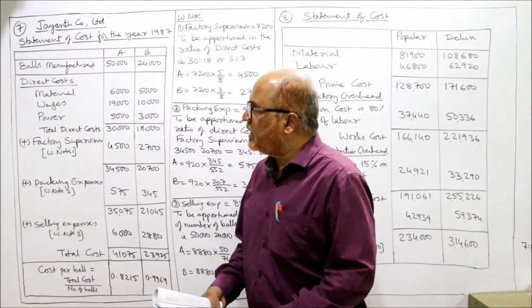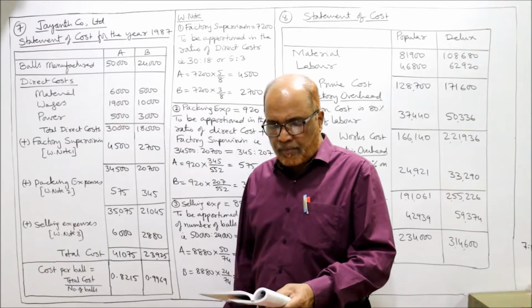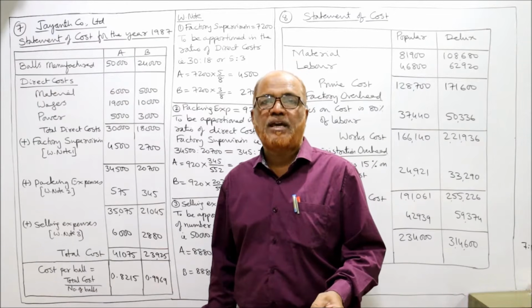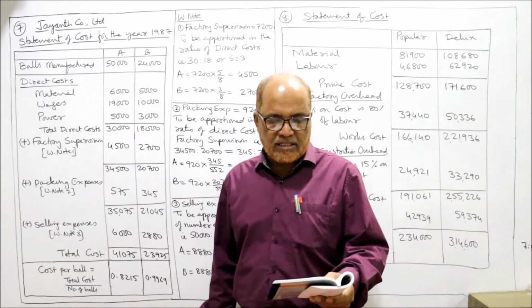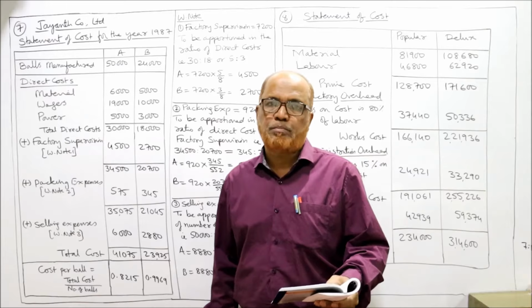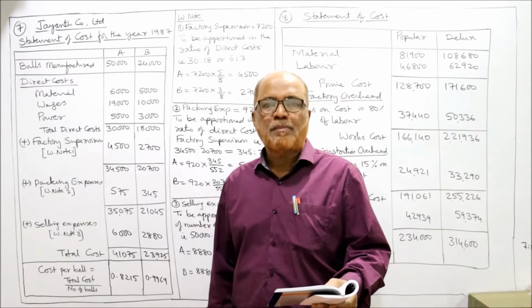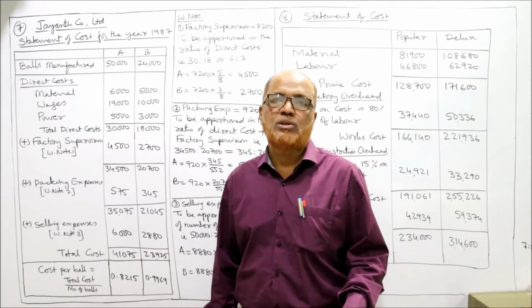Now I am going to read out the 7th problem. See the 7th problem. Jayant company makes 2 kinds of rubber balls. This company is making rubber balls, A and B. The following are the details for 1987. A balls, B balls, 2 different products the company is making. Now, balls manufactured: 50,000 A balls and 24,000 B balls.